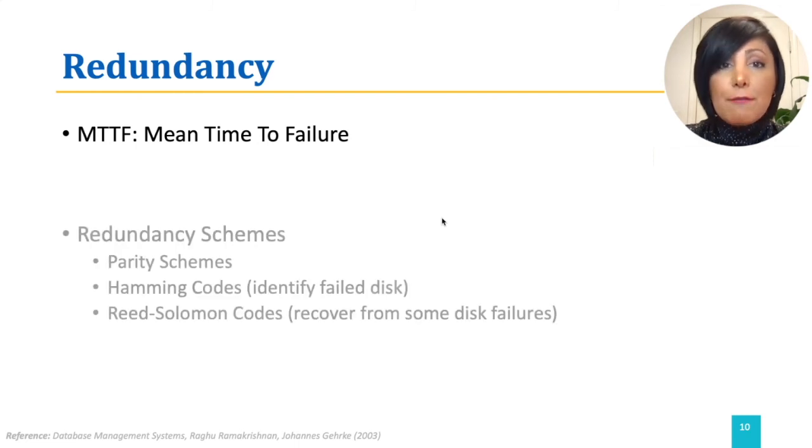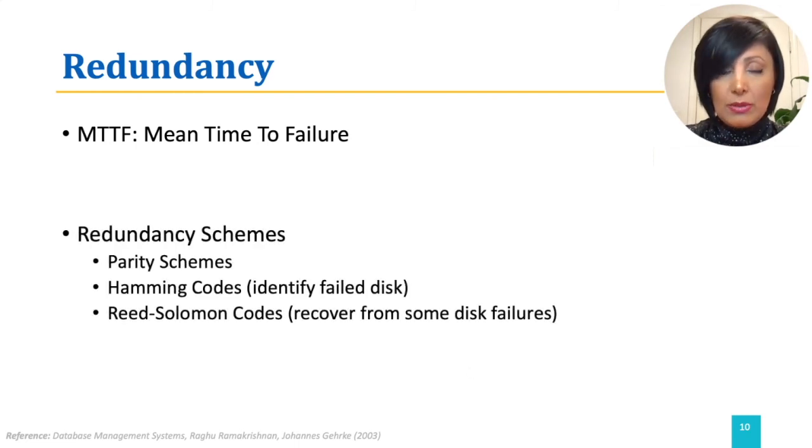Redundancy is an effective way of increasing reliability because the redundant information could be used to reconstruct the data lost or corrupted. This will increase MTTF. Parity and error correcting codes could be used for providing redundant information.